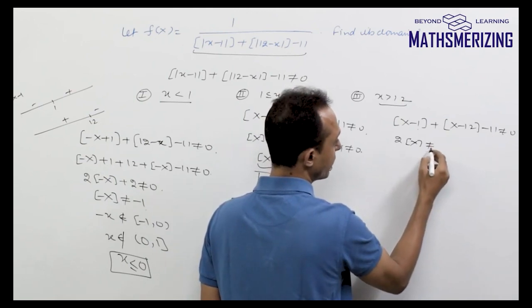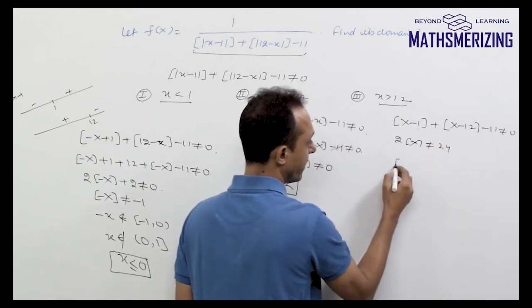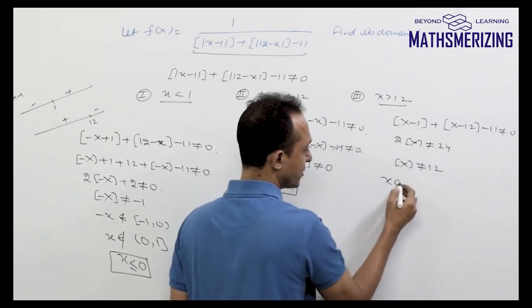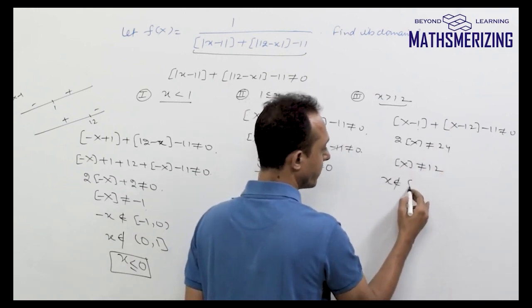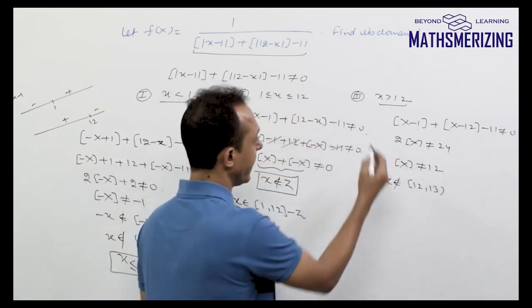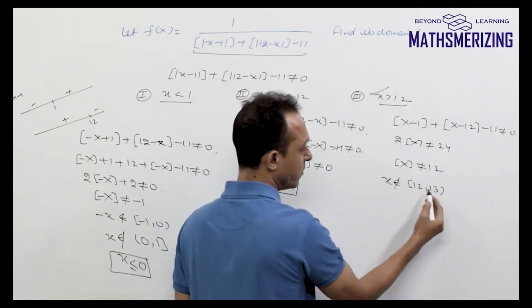So there'll be minus 24. Greatest integer function of x should not be equal to 12. So that is x should not belong to 12 to 13. So here x should be greater than 12 but should not be equal to 12 and 13.